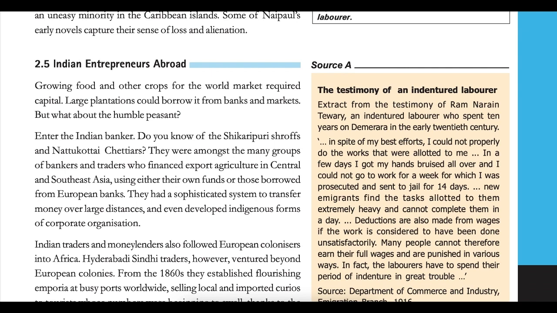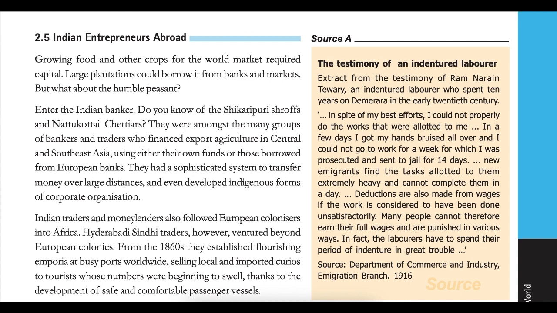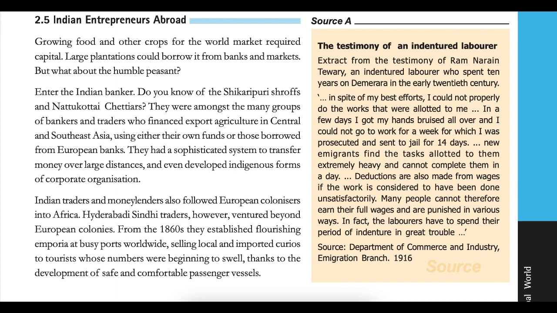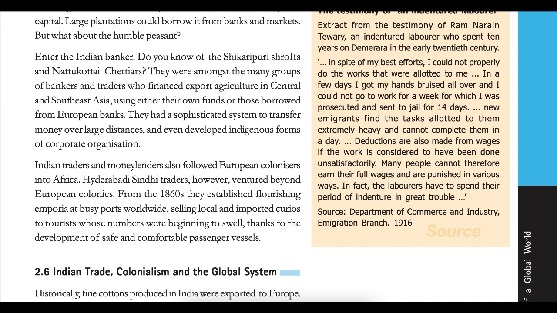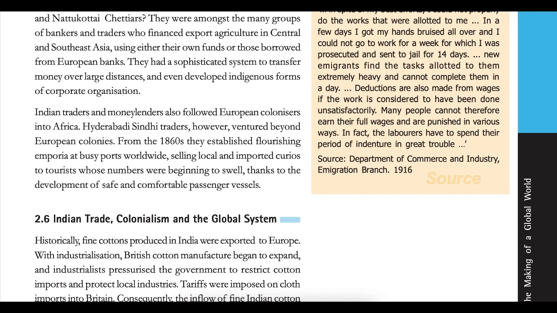Indian entrepreneurs abroad, growing food and other crops for the world market, required capital. Large plantations could borrow it from banks and markets. But what about the humble peasant? Enter the Indian banker. Do you know of Shikaripuri Shroffs and Nattukottai Chettiars? They were amongst the many groups of bankers and traders who financed export agriculture in Central and Southeast Asia using either their own funds or those borrowed from European banks. They had a sophisticated system to transfer money over large distances and even developed indigenous forms of corporate organization.